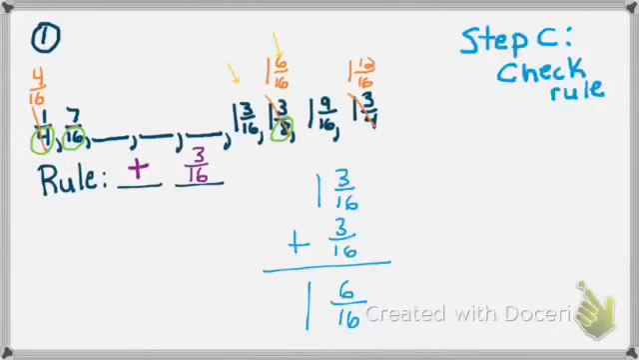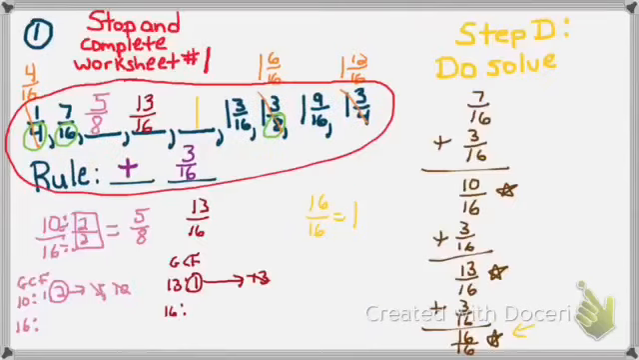Step C, C stands for check the rule. Take a different set of two numbers that are next to each other that you did not use to find the rule. Take the first one, apply the rule, and see if your answer is equal to the second one. If so, the rule is correct. And finally, step D, do solve the problem.